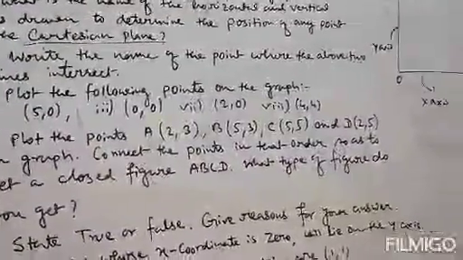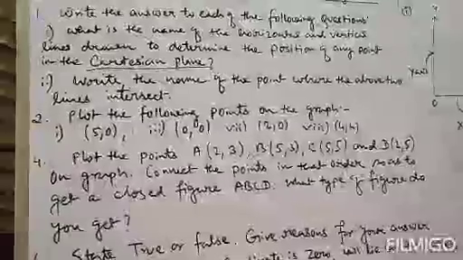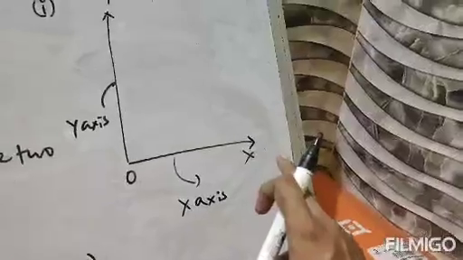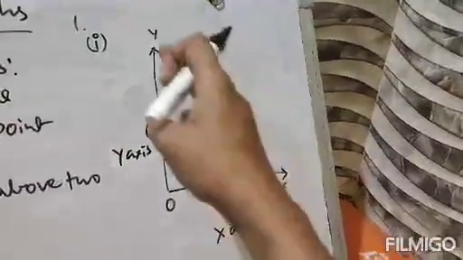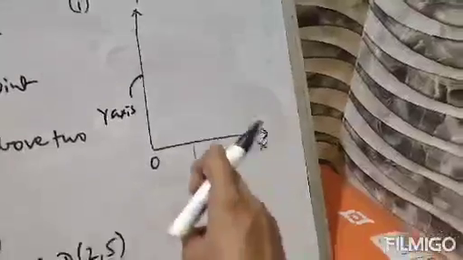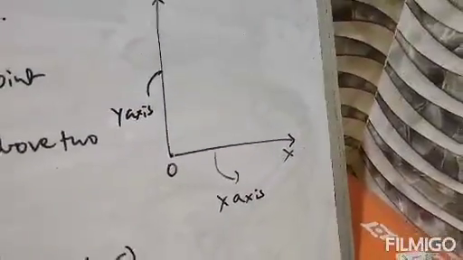Write the name of the point where the above two lines intersect. So we have to find out the point where the above two lines intersect. Now the above two lines means the line OX, that is the x-axis, which is a horizontal line, and the line OY, which is a vertical line, that is the y-axis. Now these two lines intersect at point O, and the name of point O is origin.